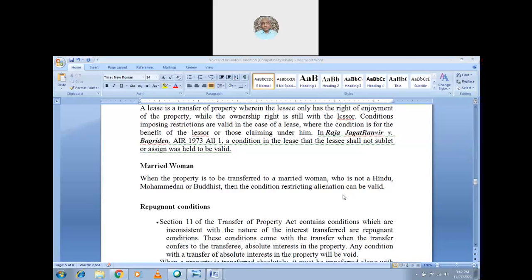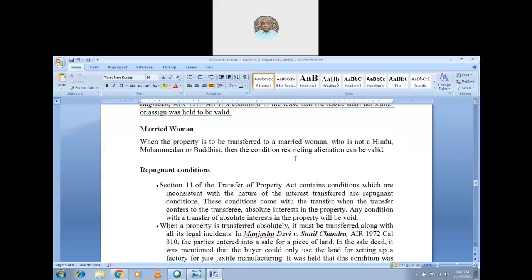Then, the next exception: a married woman. When the property is to be transferred to a married woman who is not a Hindu, such as a Mohammedan or Buddhist, then a condition restricting alienation can be valid. Yes, a Hindu woman can sell the property now.